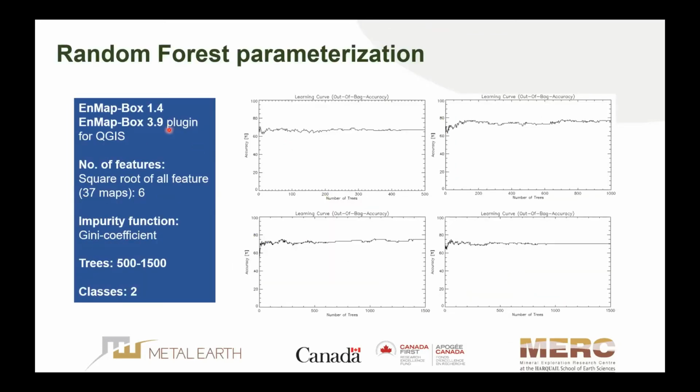Nmap box was used as for classification, and we set the number of features to the square root of all features. And Gini coefficient was used as the impurity function. Number of trees were set to 500 to 1,500, depending on the experiment, and the number of classes is of course 2.